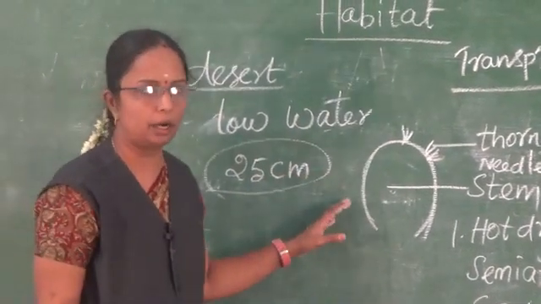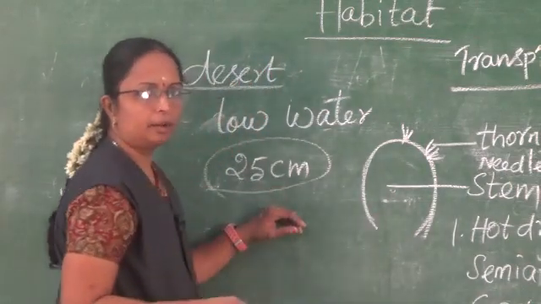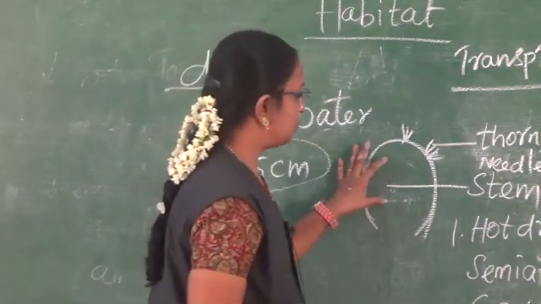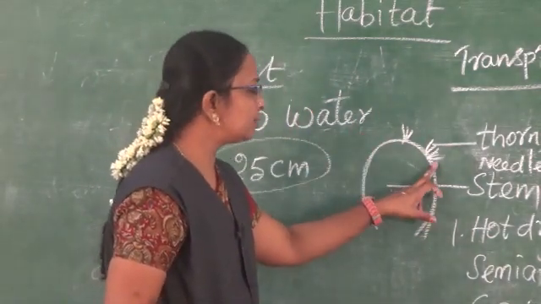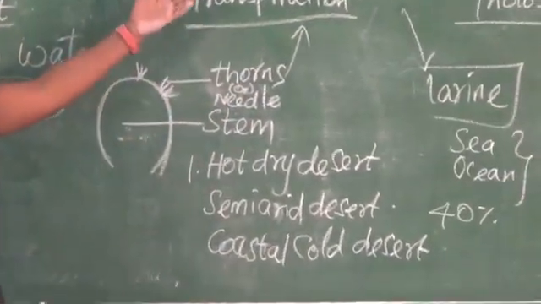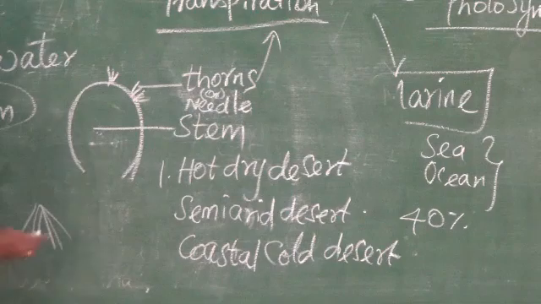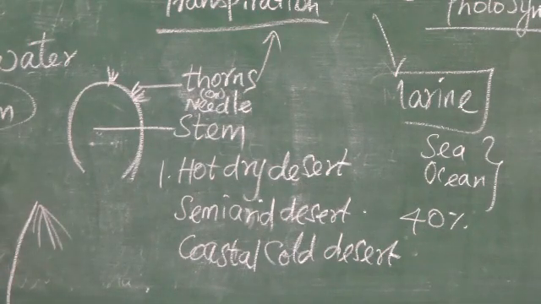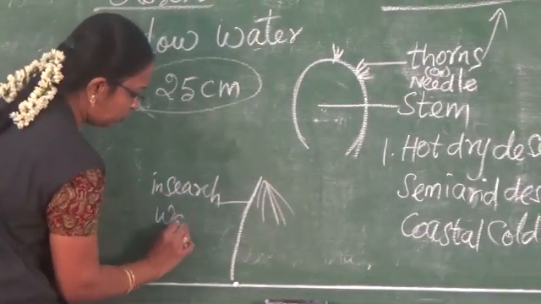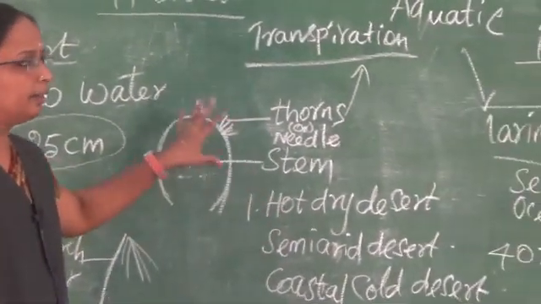They do not contain much water, so they show some modifications. What are the modifications? The stem is highly reduced into a fleshy flattened portion, and the leaves are reduced into thorns or needle-like structures in order to avoid transpiration. The roots are poorly developed and go deep into the soil in search of water. So these are the modifications seen in the desert.